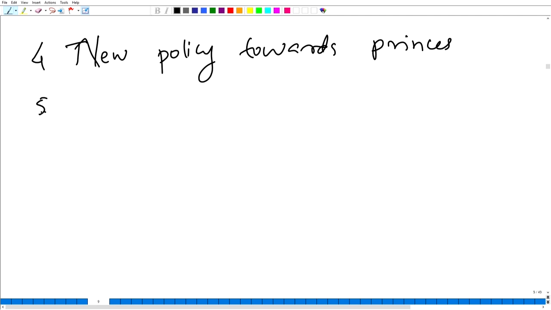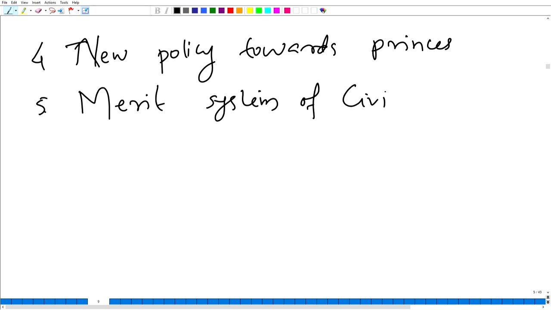And the next major change introduced after the rebellion of 1857 was in public services, that is, the merit system of civil service was introduced. The merit system of civil service was introduced by the British in India in 1858. Under this system, Indians were also allowed to compete in the civil services examination along with the British.